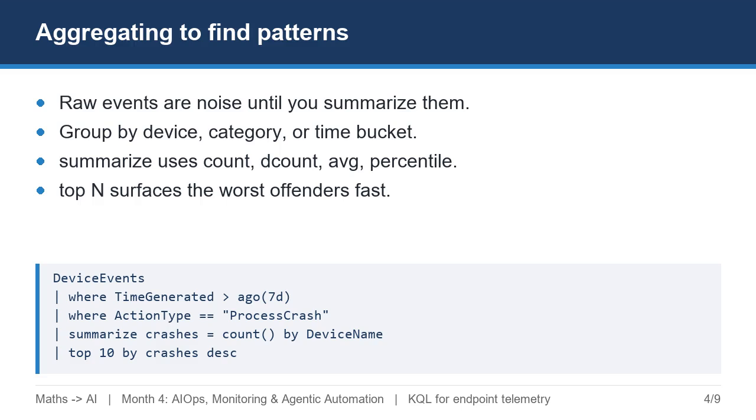Raw events are just noise until you summarize them. The summarize operator groups rows and applies aggregation functions like count, distinct count, average, or percentile. Here we count process crashes per device over the last 7 days, then use top 10 to surface the worst offenders. This single pattern, filter, summarize, top, is the everyday shape of investigation KQL.